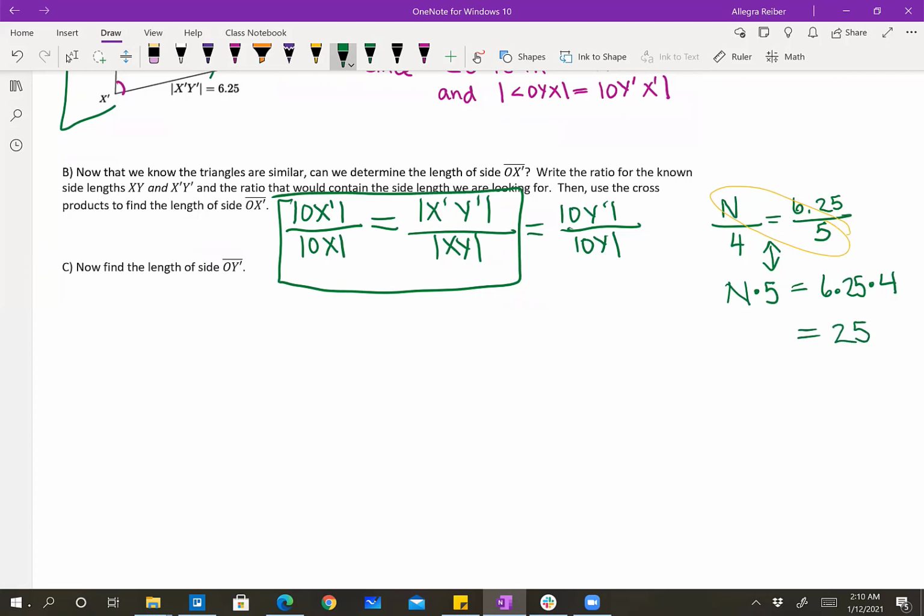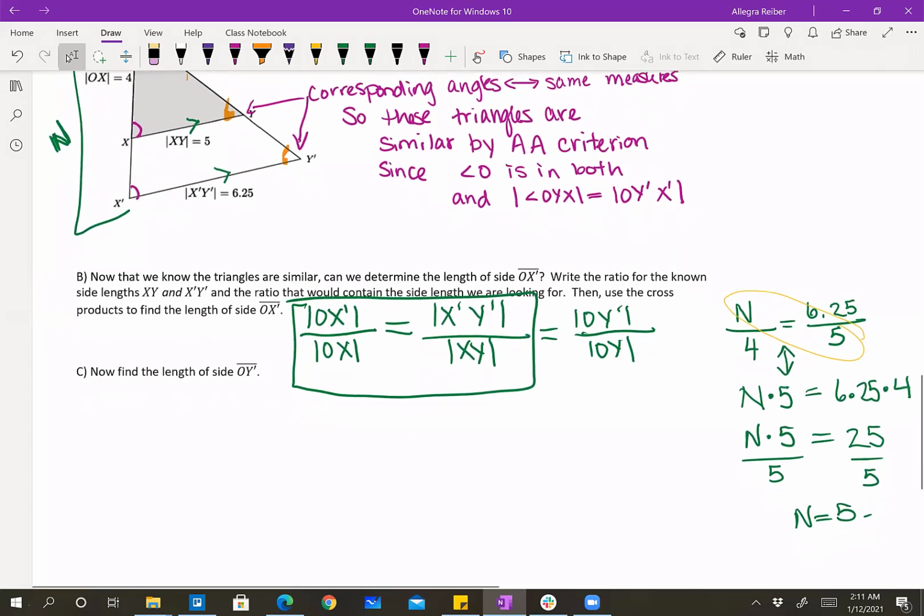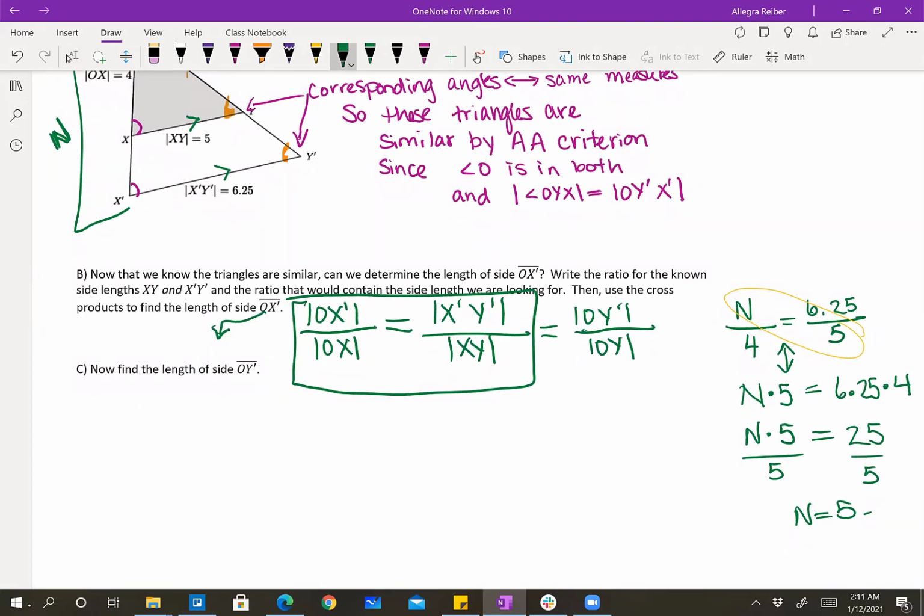And on the left, I have N times 5. So now to find out what N is by itself, I just divide. Dividing both sides by 5, I find out that N is 5. So it turns out that side OX prime has a length of 5. So my answer is OX prime's length is 5.